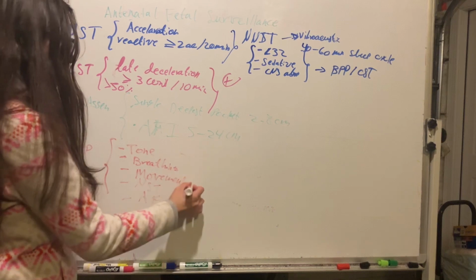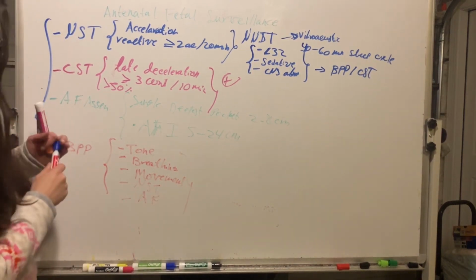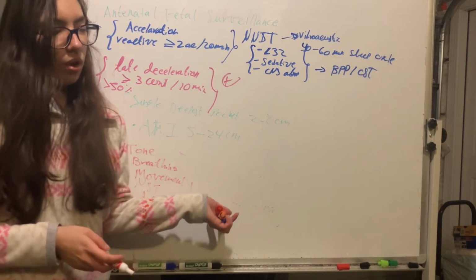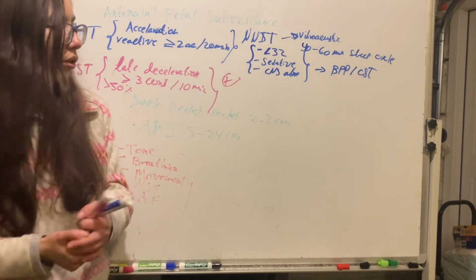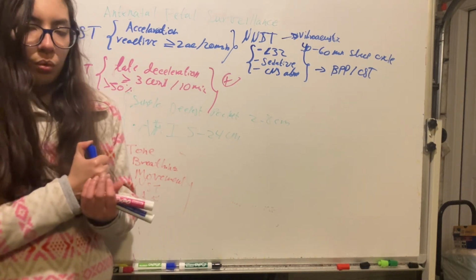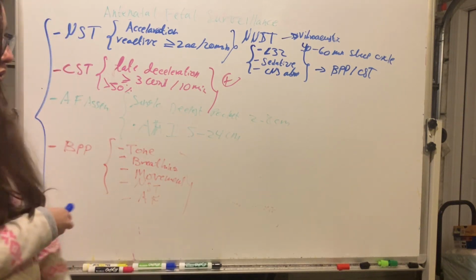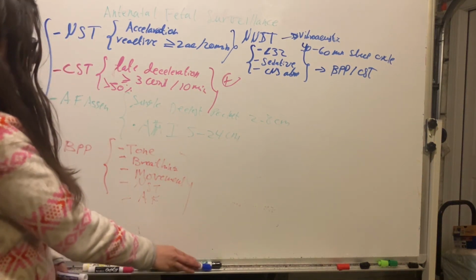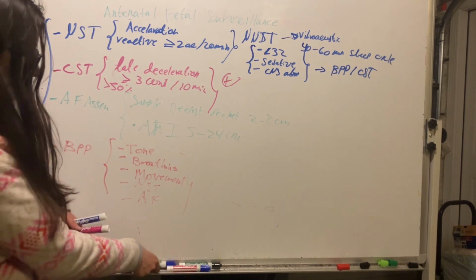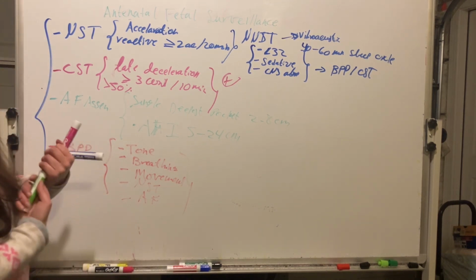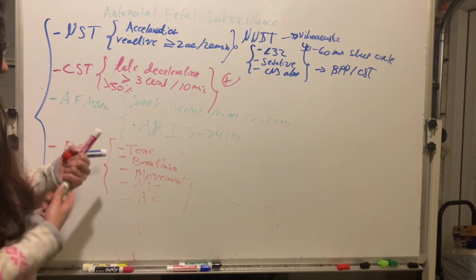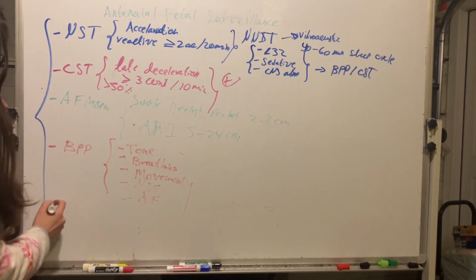And if this is a score of 8 to 10, then that's a good score. With 6, we should do delivery if the fetus is mature, so more than 36 weeks. If less than 36, we repeat the biophysical profile. And if it's 0 to 4, then prompt delivery.